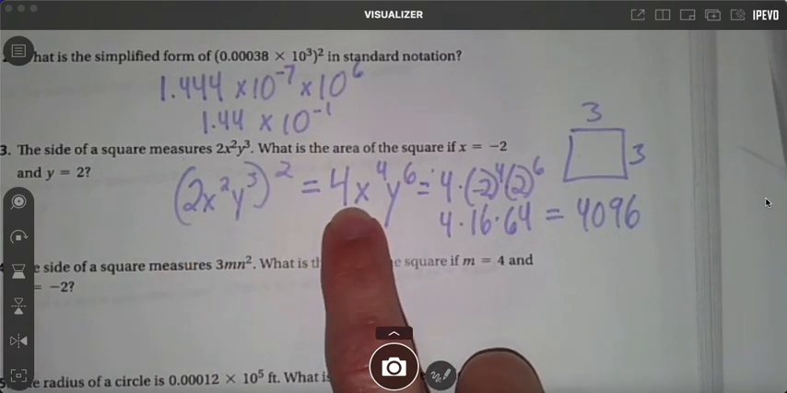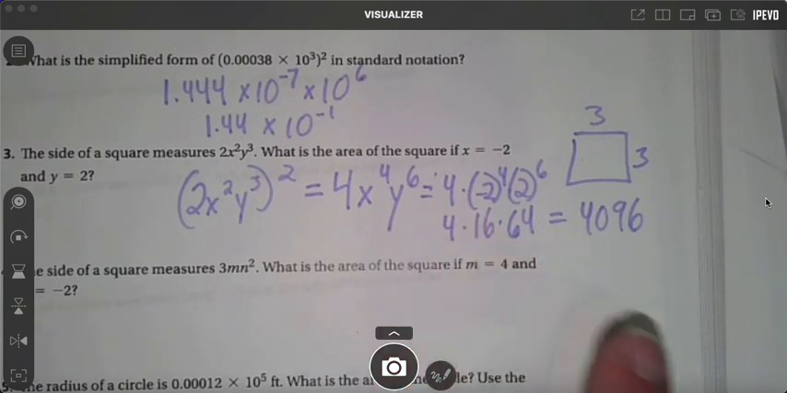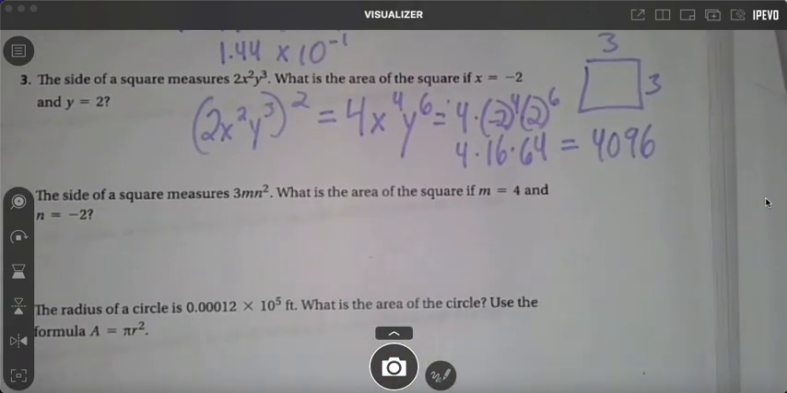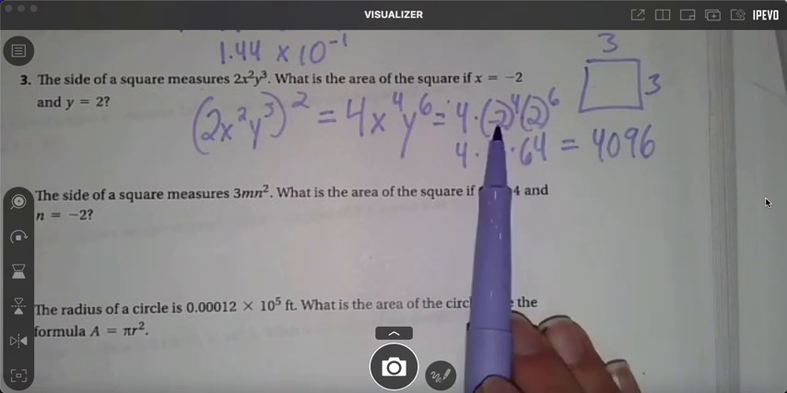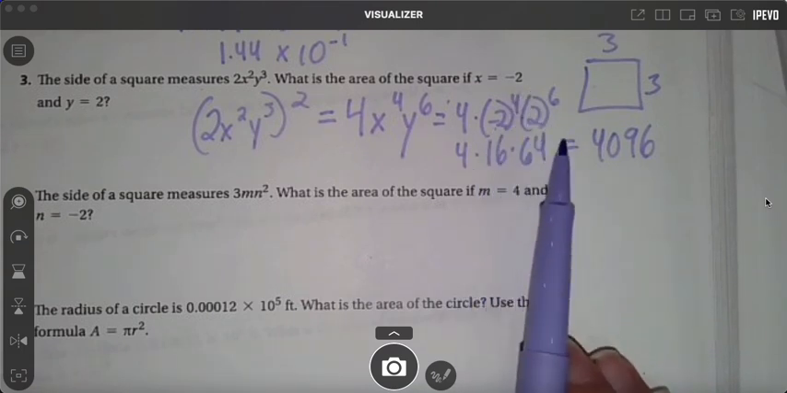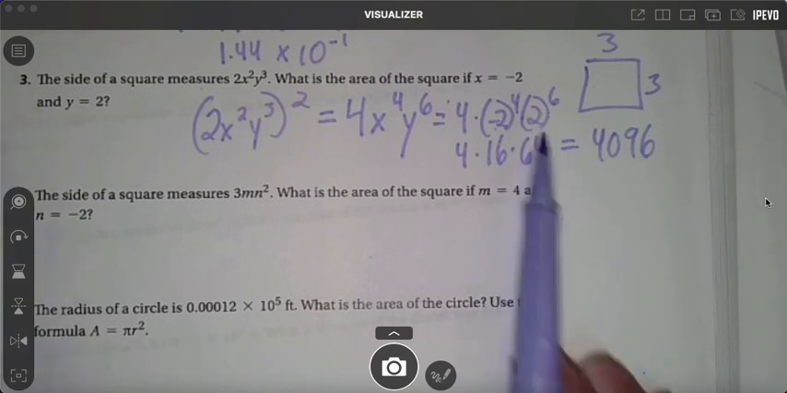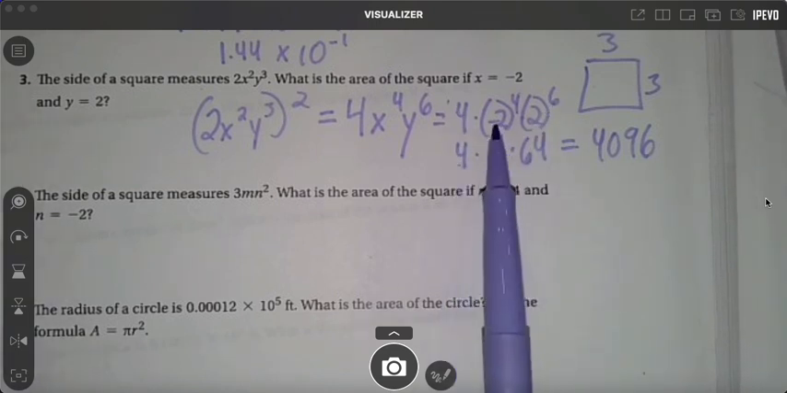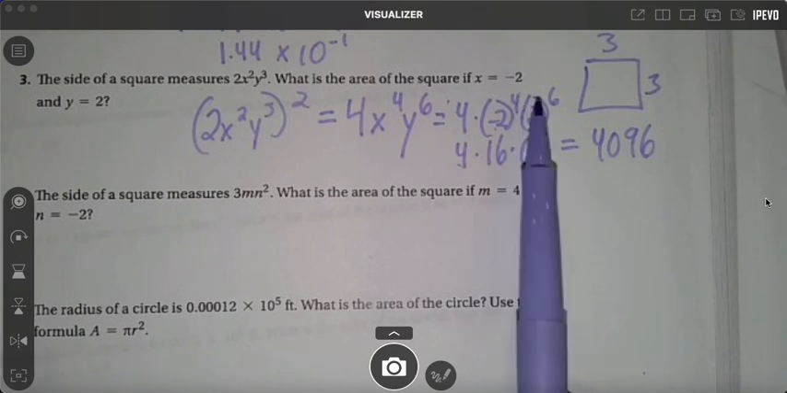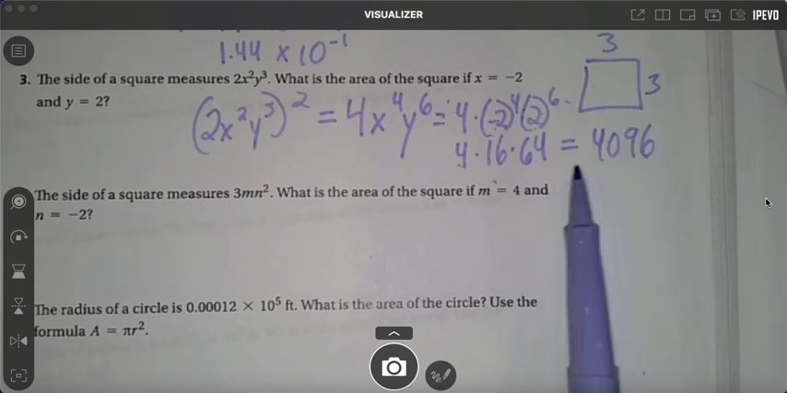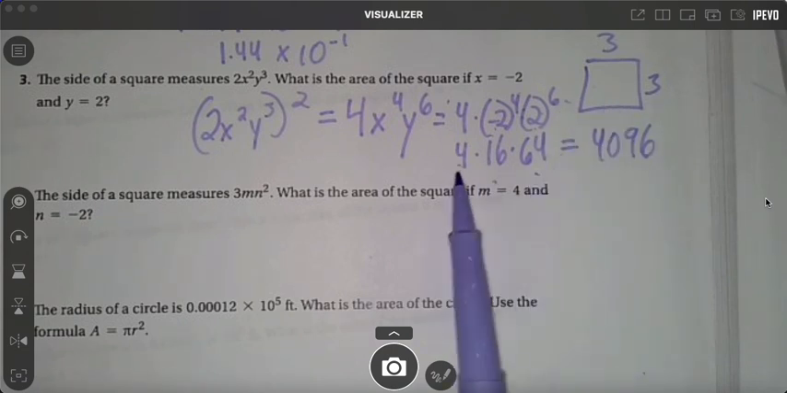But then it tells me plug in -2 and 2 for my x and my y. You're going to plug in -2 and 2. So I wrote those. That's -2 to the 4th and then 2 to the 6th. So then I'm going to find those answers. Brought down my 4. What is -2 to the 4th? If you put that in your calculator, it tells you it's 16. What is 2 to the 6th power? 64. And then I just multiply the 3 numbers, and it gives me the whole thing.